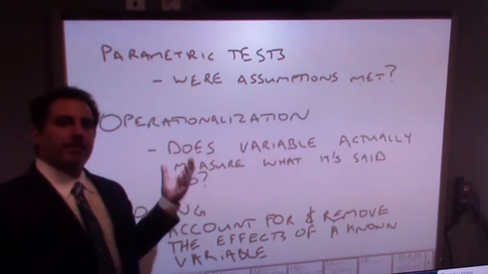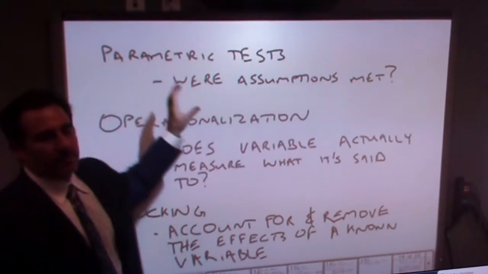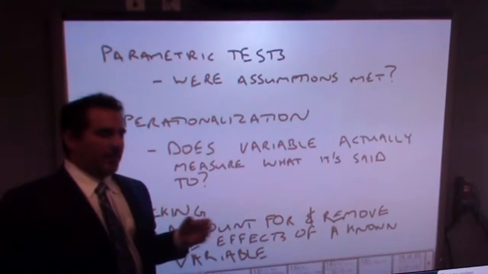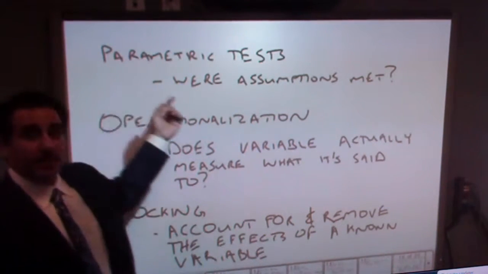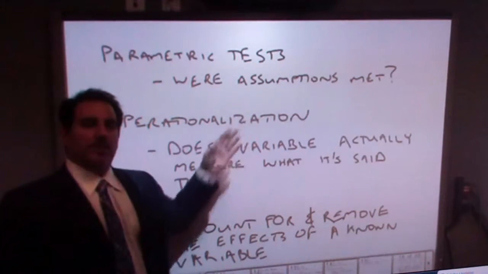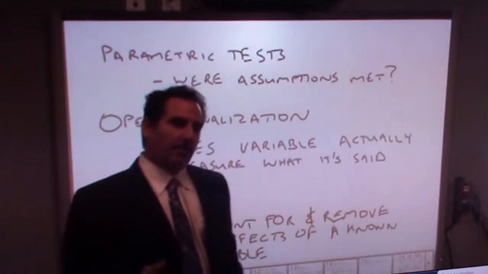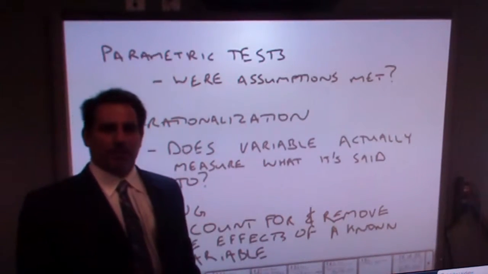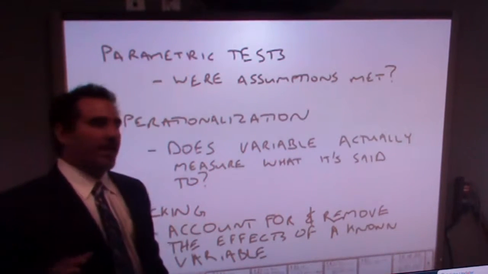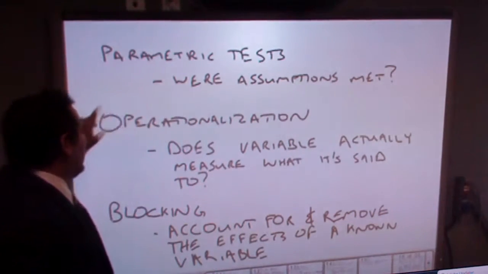Okay, next point, parametric tests. If you're reviewing research and the researchers used parametric tests, but they did not meet their assumptions for using those tests, in other words, they used parametric tests, but their data is ordinal, or they used parametric tests, but their data is not normally distributed, then those findings are questionable.